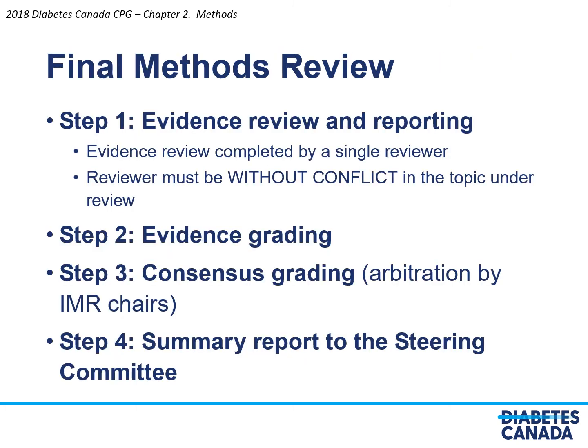So, step 1, the methods review included an evidence review and reporting. So evidence review completed by a single reviewer, and the reviewer must be without conflict in the topic under review. Step 2 included evidence grading. Step 3 was a consensus grading, which is arbitrated by the IMR chairs, so each chapter had an IMR representative. A summary report went to steering, indicating agreement, discordance, and any arbitrary issues required.